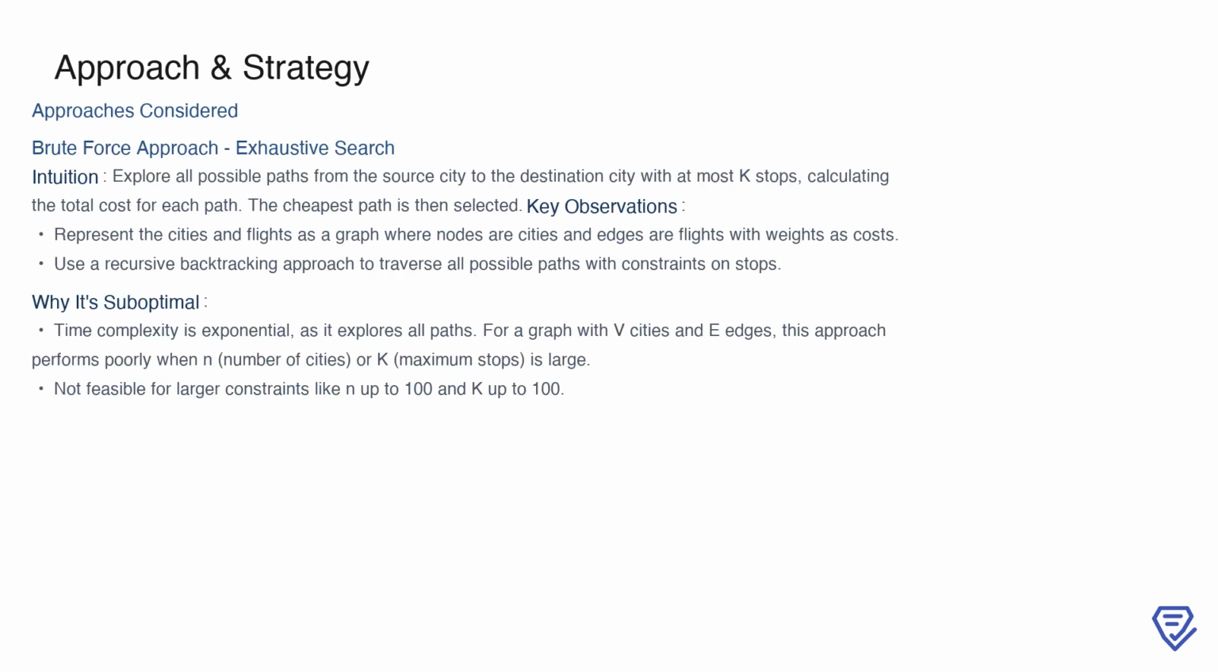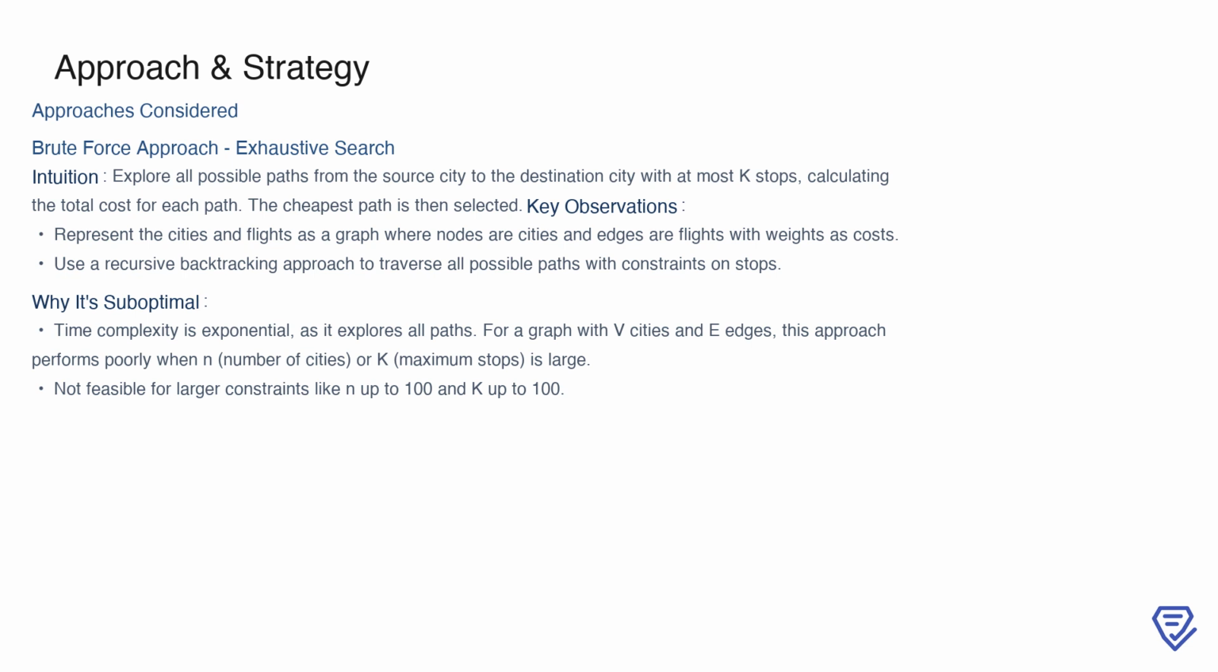When solving this problem, one of the first approaches we might consider is a brute force method using exhaustive search. The intuition here is to explore all possible paths from the source city to the destination city, ensuring that each path has no more than k stops. To do this, we can represent the cities and flights as a graph, where nodes are cities and edges are the flights between them, with weights representing the flight costs.